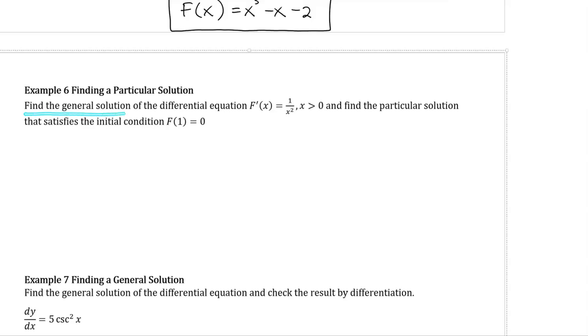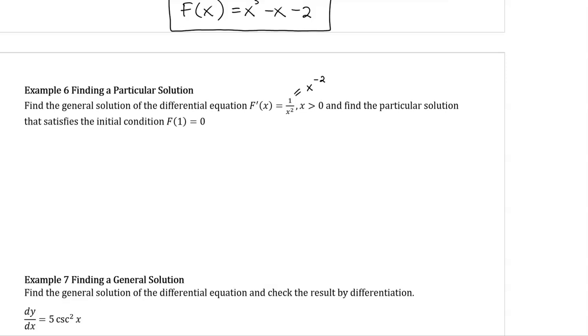We want to find the general solution of this differential equation, and then we're going to take it a step further and find the particular solution that satisfies this initial condition. So to start off, this means find the function capital F whose derivative is 1 over x squared. I will rewrite 1 over x squared as x to the negative 2. There's an inequality in here that x is greater than 0. Please do not be confused by that. That is simply making sure that we are avoiding domain issues, because we know that we could not plug 0 into this function since that would give us 0 in the denominator. We'd be looking at a vertical asymptote there.